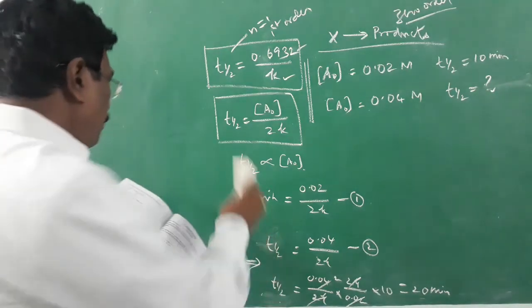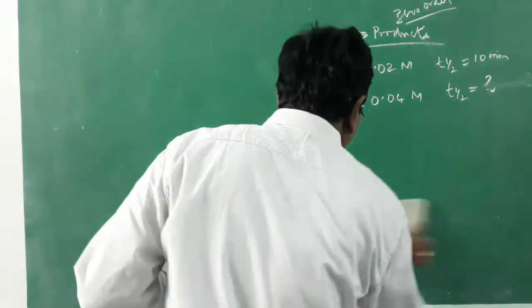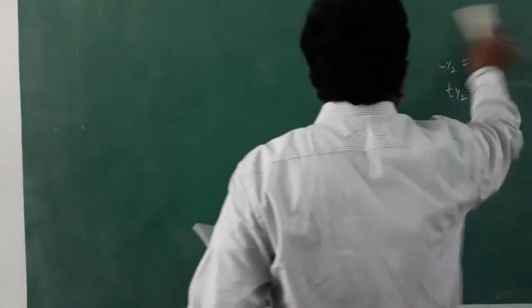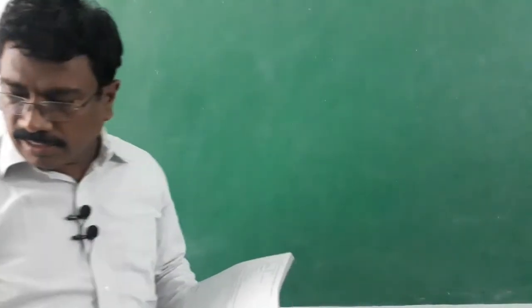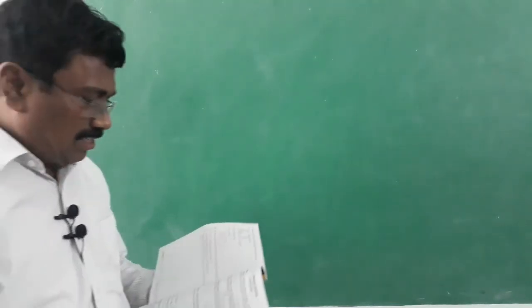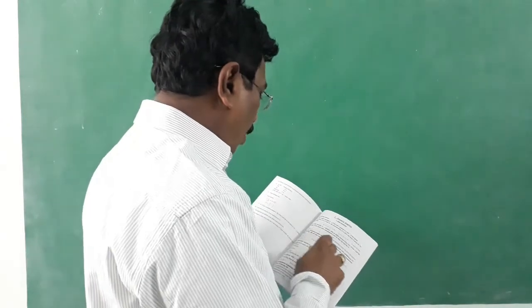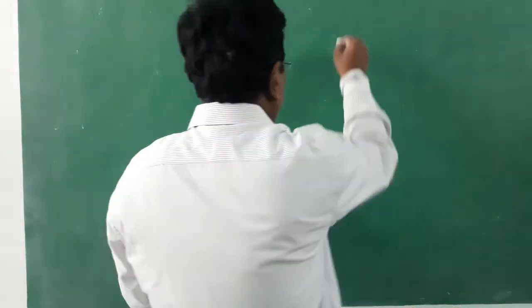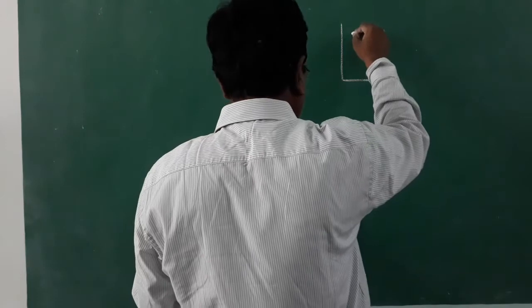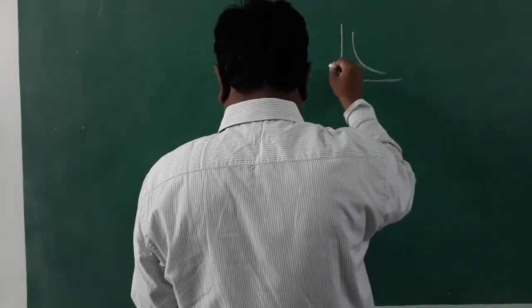Then third sum. Every question in the present book, they have avoided direct questions. But in the examination, you may get direct questions or this type of application-oriented questions. Among the following graphs, they are given 3 types of graph. You can refer. A curve they are given, ln k versus 1 by t.